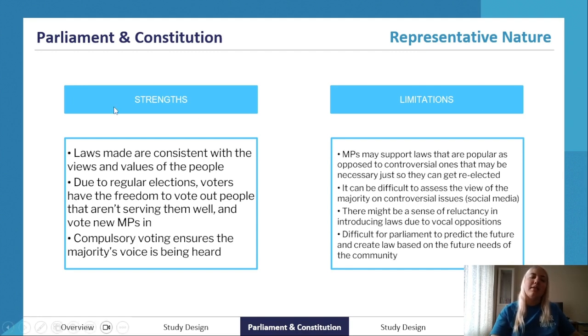Now, the strengths of the representative nature of Parliament, obviously, are that laws have to be made to be consistent with the views and values of the people. Otherwise, they risk not being elected again. The fact that due to regular elections, voters have the freedom to vote out people that aren't serving them well and vote new members of parliament in, or a different party to become the leading government party. And the fact that we have compulsory voting, so everyone actually has to vote, and you will be fined if you do not vote. And this ensures the majority's voice is being heard and everyone has to vote.